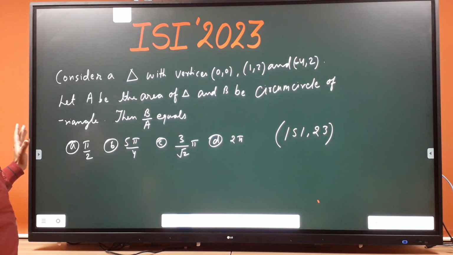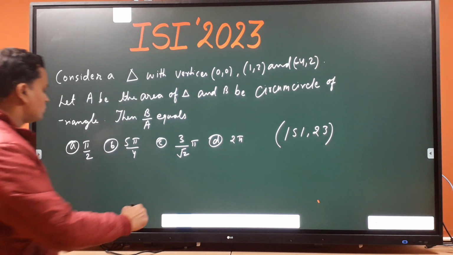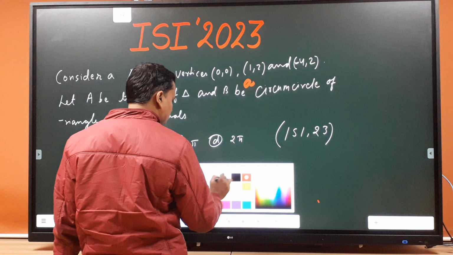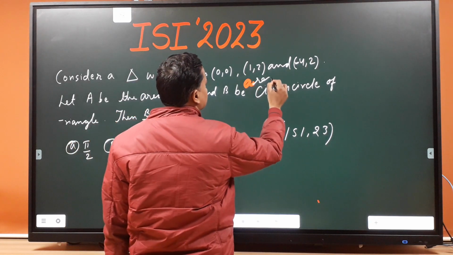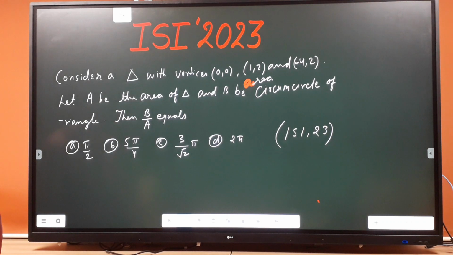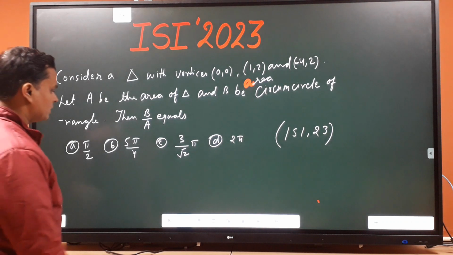Now it is saying let A be the area of the triangle and B be the area of the circumcircle of the triangle. Then B upon A equals? This is a straightforward question and we will look at it.